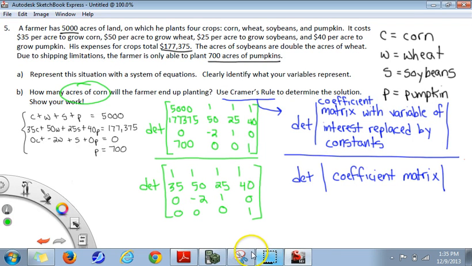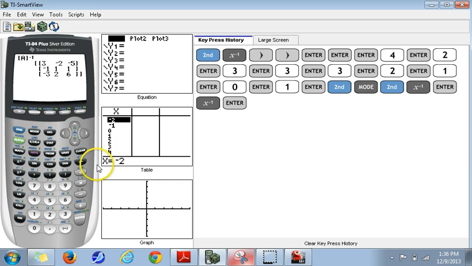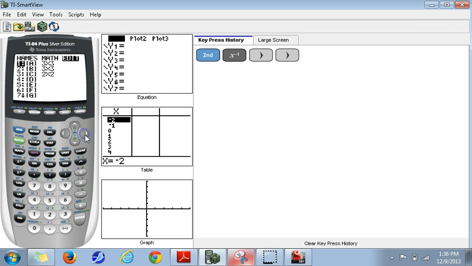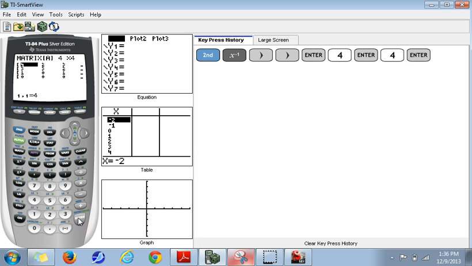So I'm going to pull up my calculator and clear out my home screen. Go to my matrix menu and go over to edit. I'm going to select the first matrix. This time I need it to be a 4 by 4. So I'll push 4, enter, 4, enter. It goes off the screen, but as you enter your numbers, it will pan across like it's supposed to.